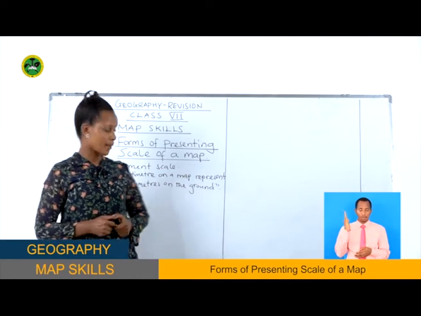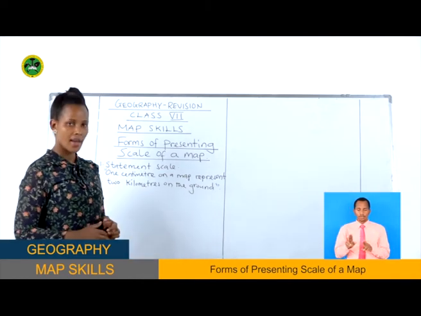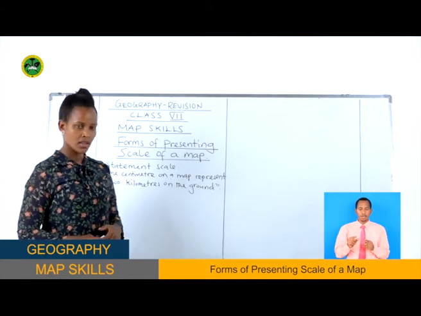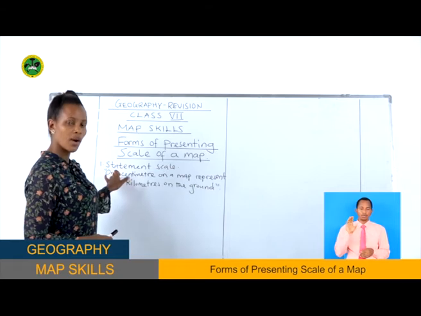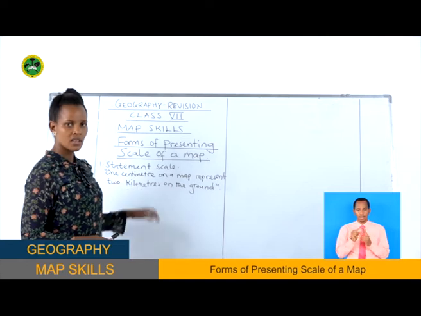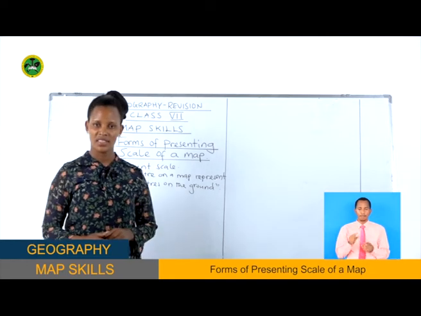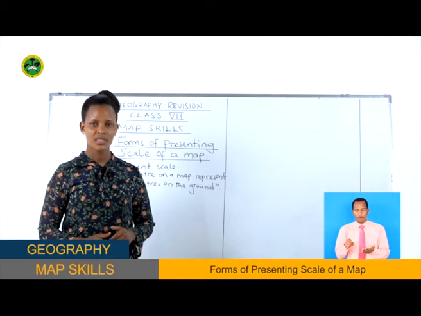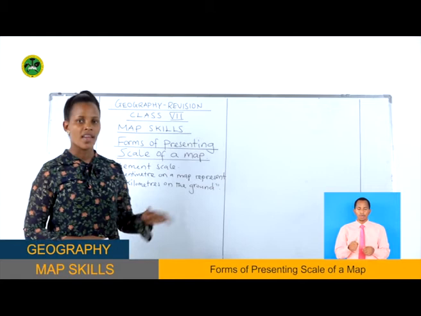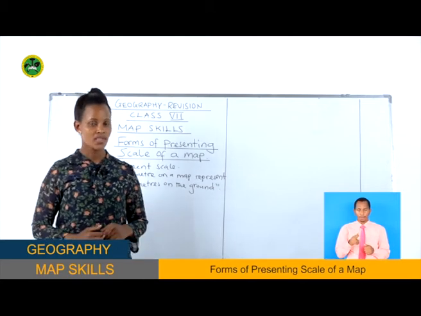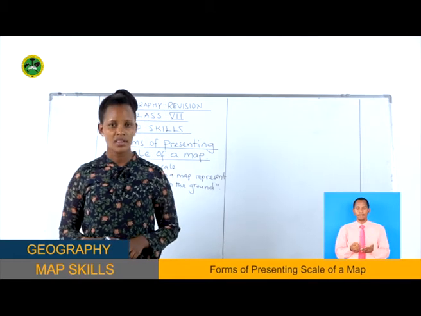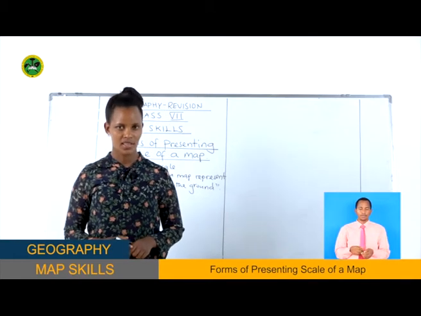As you see the example, there is no number. It is represented by words. 1 centimeter, as you see here, 1 is written in words. Also 2 in words. So a statement scale should be written in words or sentence. In a statement scale, we expect to see the map distance and the ground distance. Another form of expressing scale of a map is representative fraction scale.